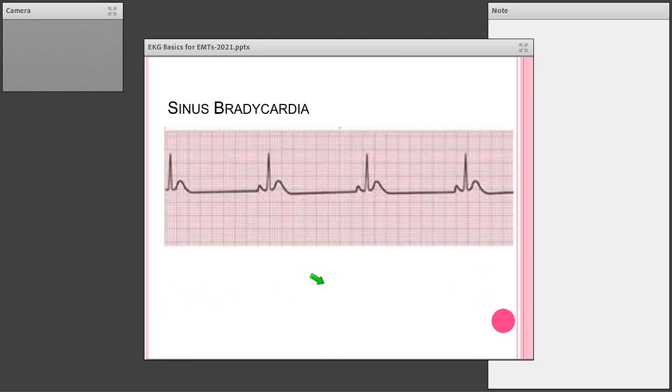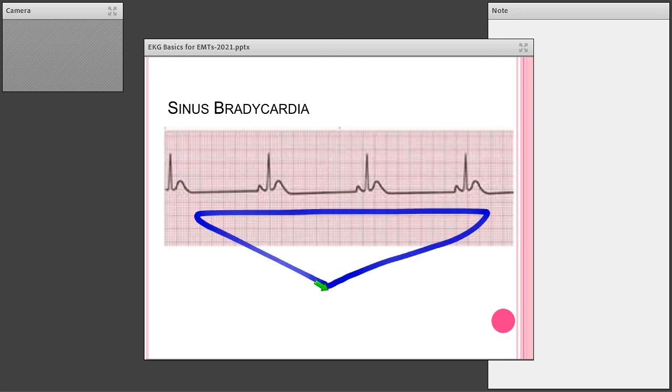This one is a sinus bradycardia. If we look at it, general impression, nothing really crazy going on in this strip here. So now we're going to count the rate. If we were using the 6-second method, we would have 1, 2, 3, 4. So it would be about 40 beats per minute.